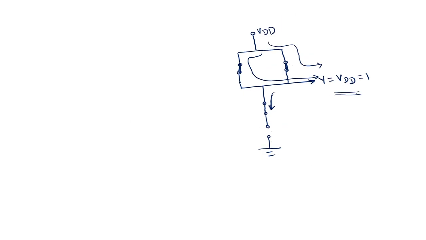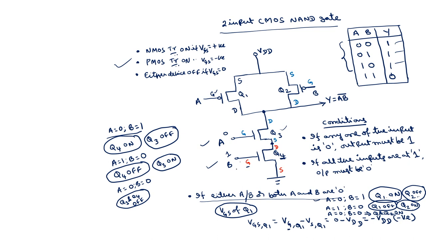This is verified. The second condition is, if all the inputs are at logic 1, then what happens? This is at logic 1, this is at logic 0 or ground. VGS is positive, VGS is positive means this will be on. This will actually short circuit. So this is at ground potential, assuming that this Q4 is ideal. This is ground and this is 1. So VGS is again positive, this is also on.